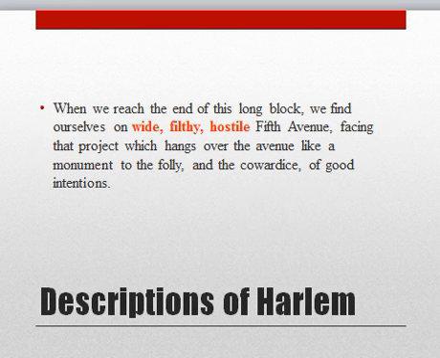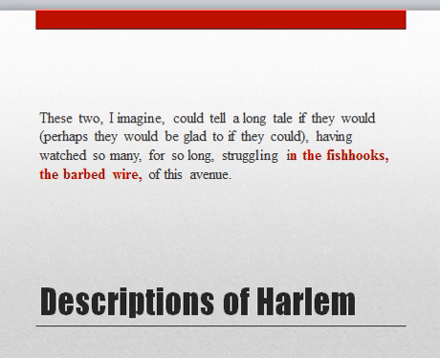Look at the adjectives Baldwin uses to describe the projects: wide, filthy, hostile. The people who struggle are caught in the fish hooks and the barbed wire of this avenue, so he uses metaphors here. Barbed wires give a picture of a prison, fish hooks of being caught in a place that one cannot escape.